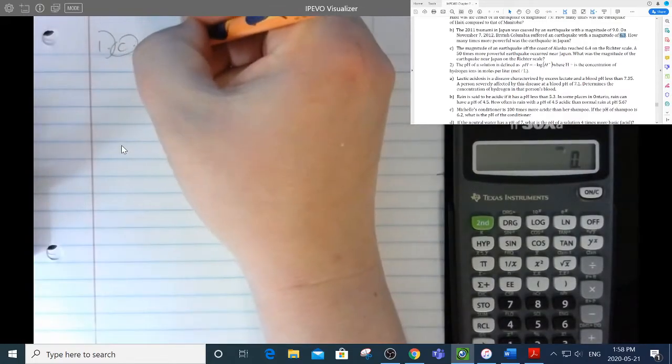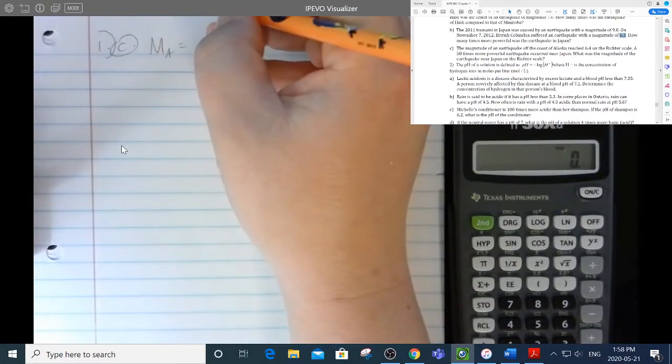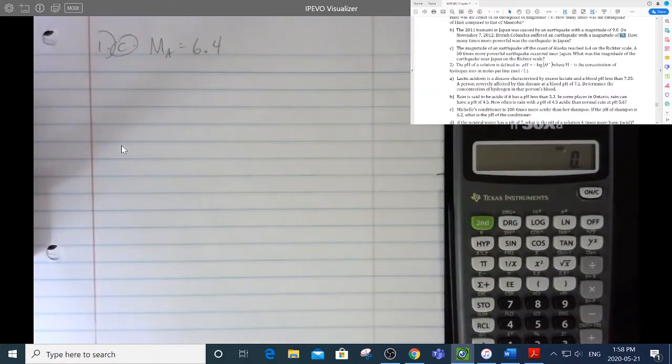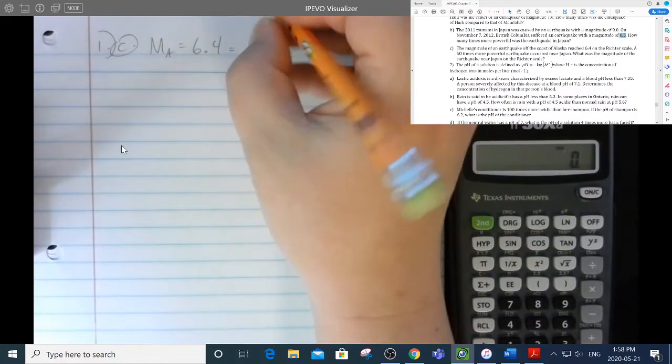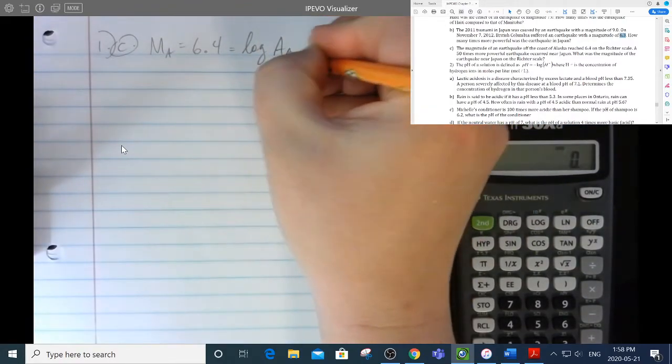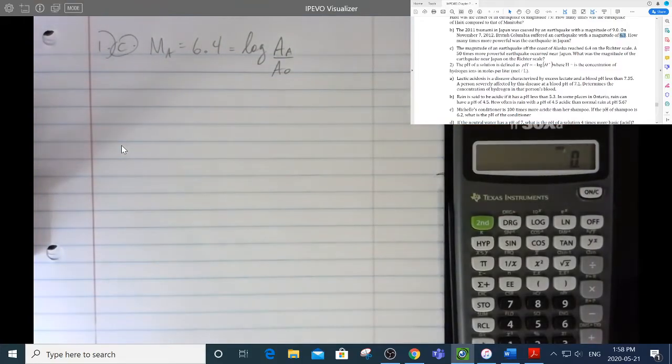Okay, 1C mixes it up a little bit. 1C wants you to think about it differently. In 1C, now we have an earthquake off the coast of Alaska. So the magnitude of an Alaskan earthquake is 6.4, and according to the formula then, that's going to equal the log of the amplitude of the Alaskan earthquake all over the reference magnitude.